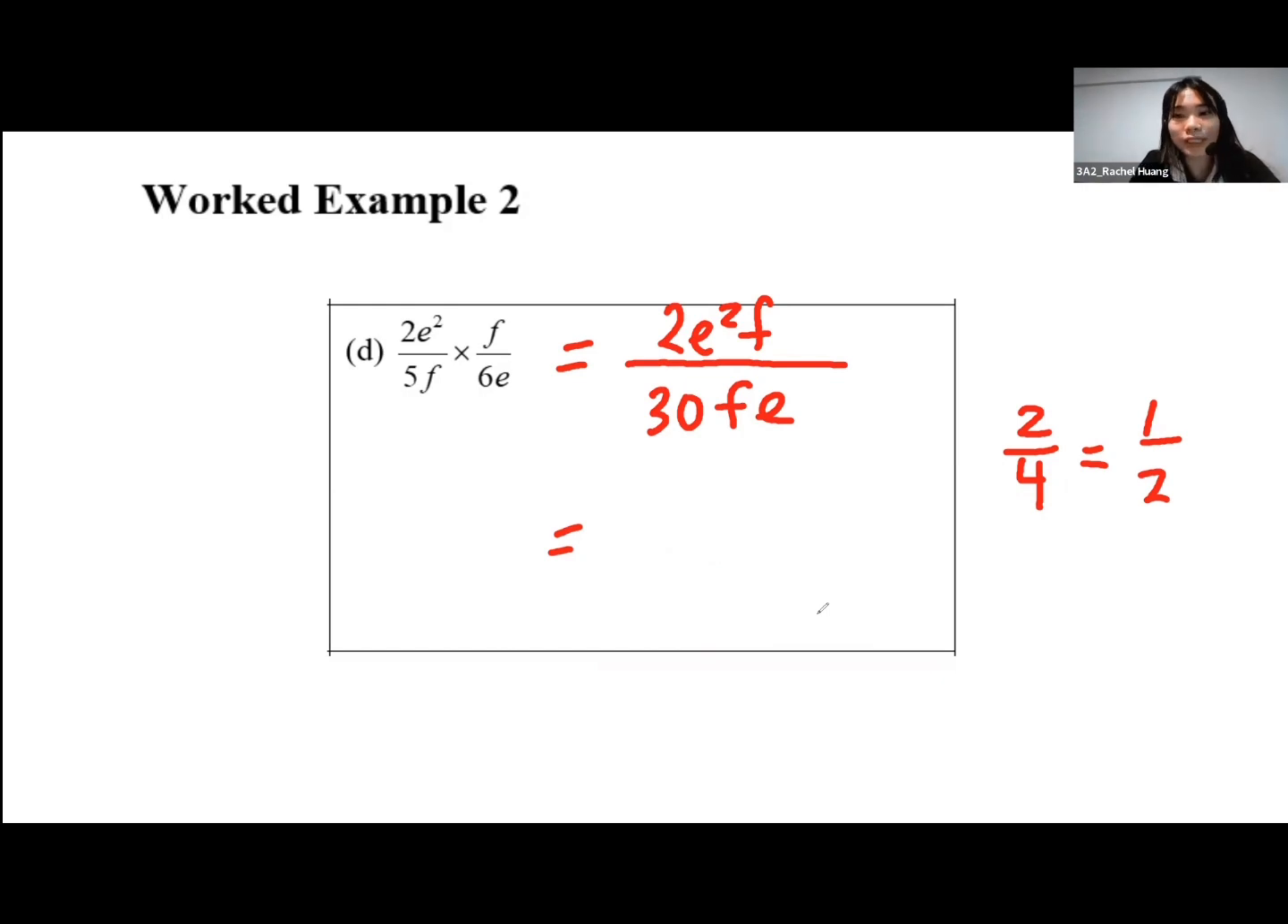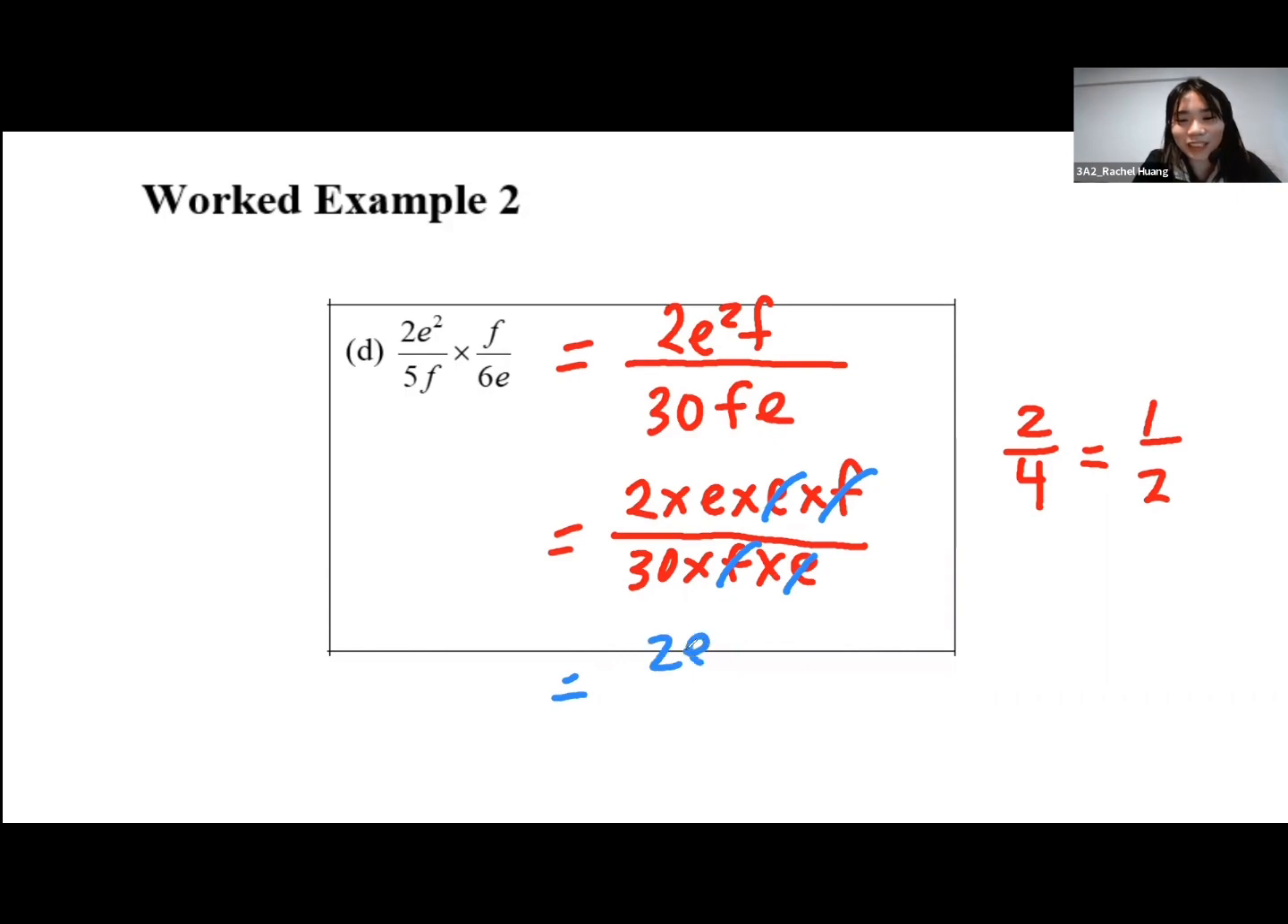So how do we do things? We first expand everything out. So we have 2 times e times f over 30 times f times e. You will realize that I am actually able to cancel out a few things, which is f and e, which leaves me with 2e over 30. Am I done yet? That is not yet done.